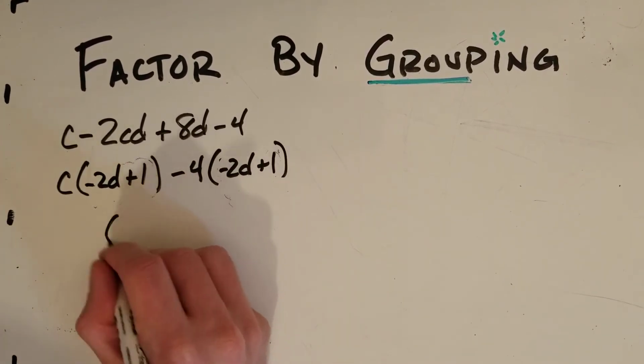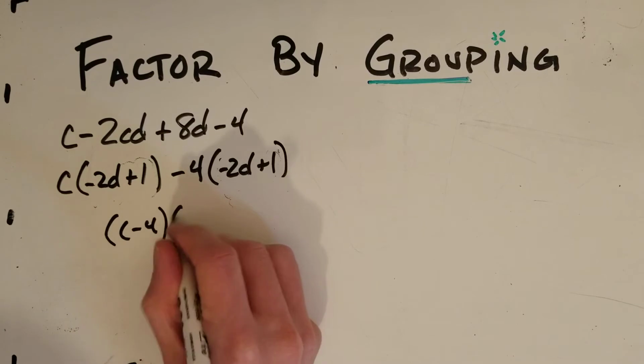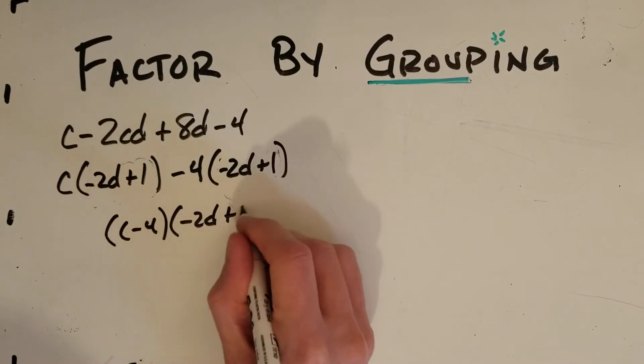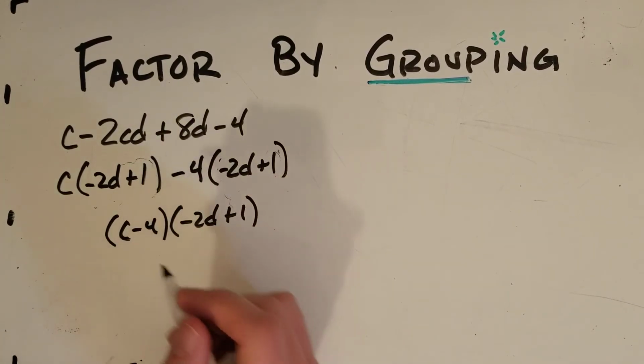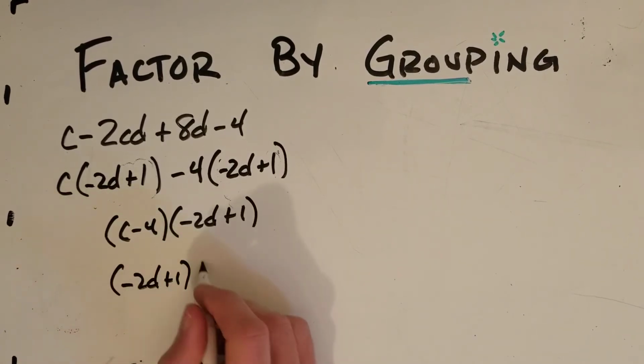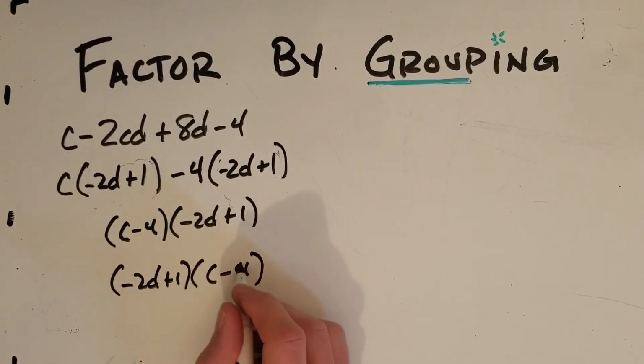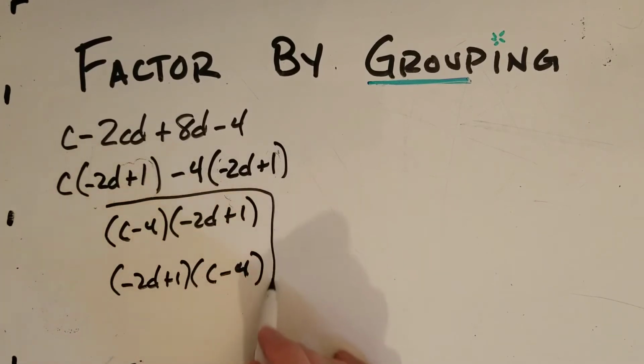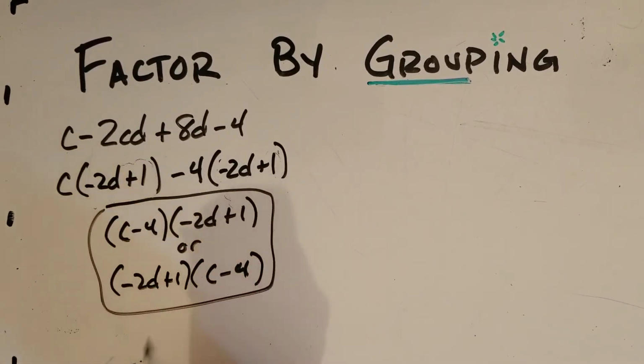And now you can go ahead and factor out that negative 2d plus 1, and we're all done. Or if you wanted to write it as negative 2d plus 1 times c minus 4, it represents the same factored form. Changing the order of the binomials is okay. So that was our first one here.